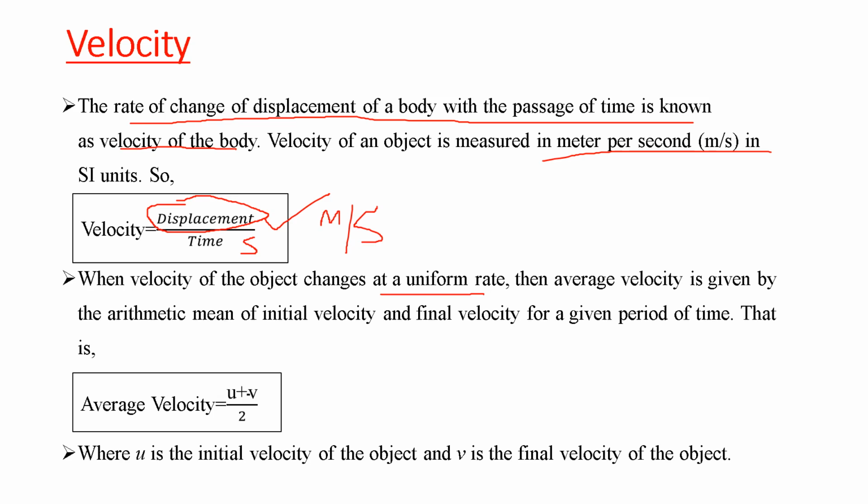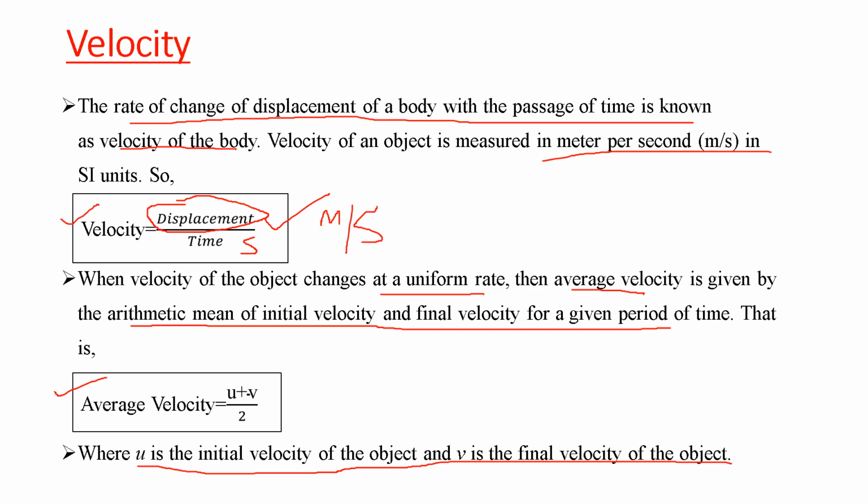For such a motion, the average velocity is calculated by taking the arithmetic mean of the initial velocity and the final velocity, and hence the formula becomes average velocity equals u plus v upon 2. Here u is the initial velocity of the object and v is the final velocity of the object. So these are the two formulas for calculating velocity and average velocity.